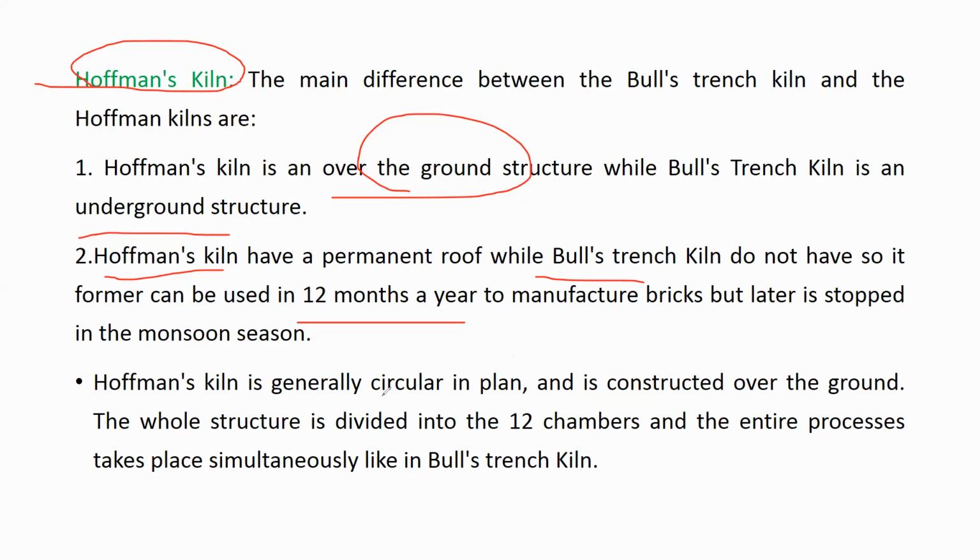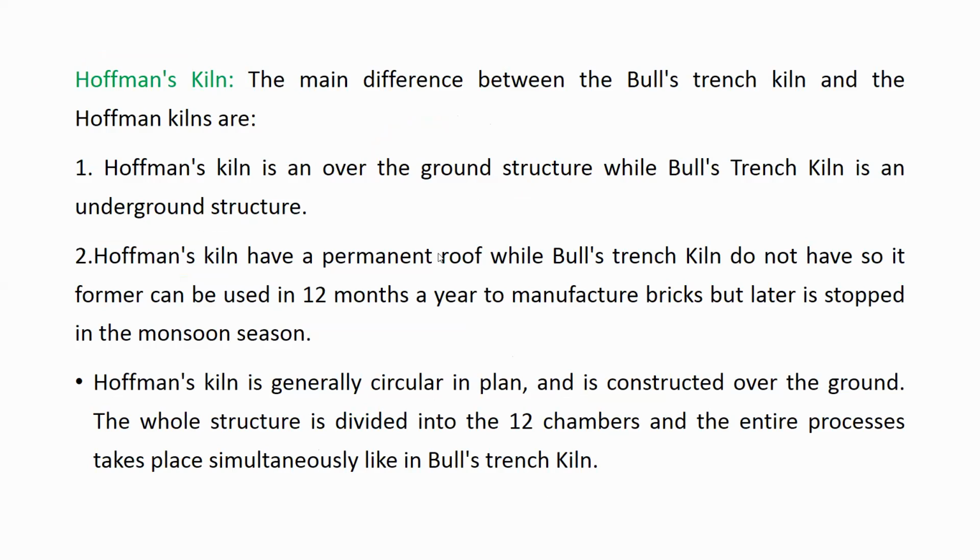Hoffman's kiln is generally circular in plan. It is constructed over the ground. The whole structure is divided into 12 chambers, and the entire process takes place simultaneously like in the Bull Trench kiln. In one chamber you can do the loading, in another the burning, in another the cooling, and in one more the unloading. All the processes take place at a time, same as in the Bull Trench kiln.